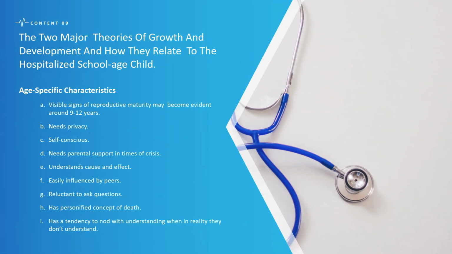Age-specific characteristics. Visible signs of reproductive maturity may become evident around 9 to 12 years. They need privacy. They are self-conscious. Needs parental support in times of crisis.